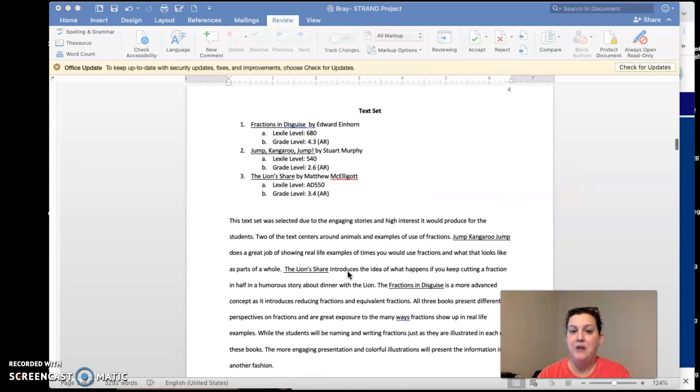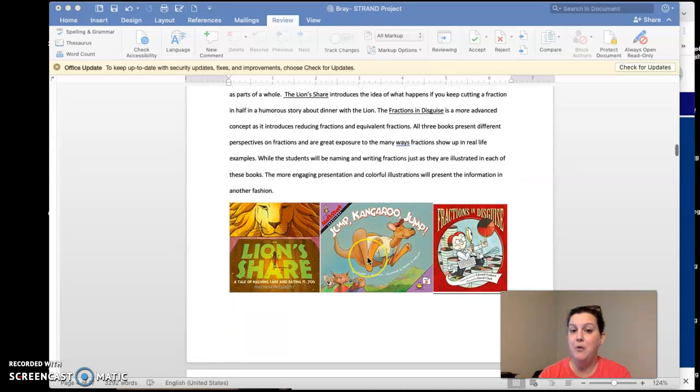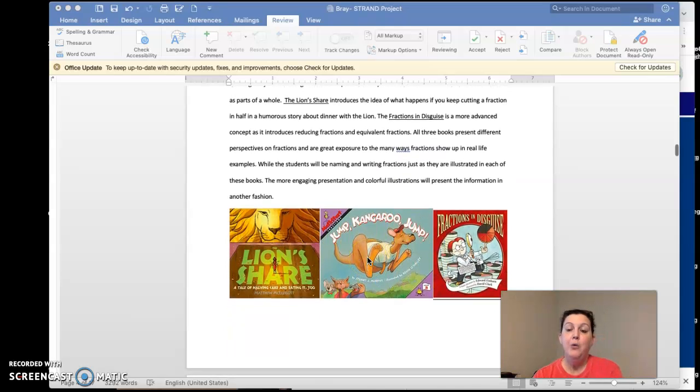Throughout the unit Strand project and throughout the Strand, they'll be exposed to multiple different books. They'll start with this one called Jump Kangaroo Jump, which is introducing the idea of fractions through a very vivid and real-world application of a field day. These animals are going through different field day activities, even as simple as having to divide up and being able to see how these things that they've experienced still connect to fractions.